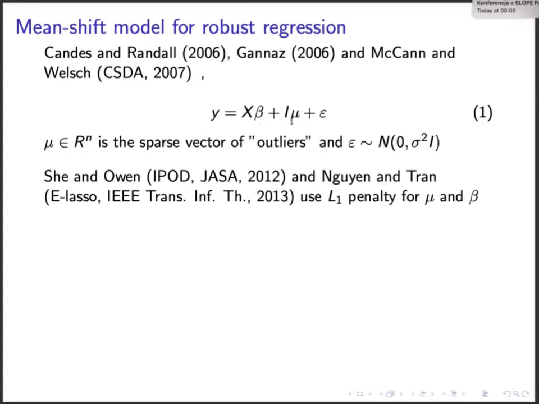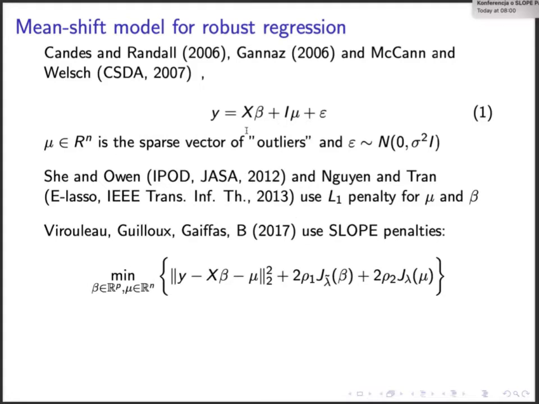And this model is clearly not identifiable, but if you say that mu is sparse, then you can actually use, so Shi and Owen used an L1 penalty. They estimated the coefficients beta and mu by imposing an L1 penalty, and you can do pretty well. But what we do, instead of this L1 penalty, we use the SLOPE penalty: a separate SLOPE penalty for the beta vector and a separate SLOPE penalty for the mu vector.